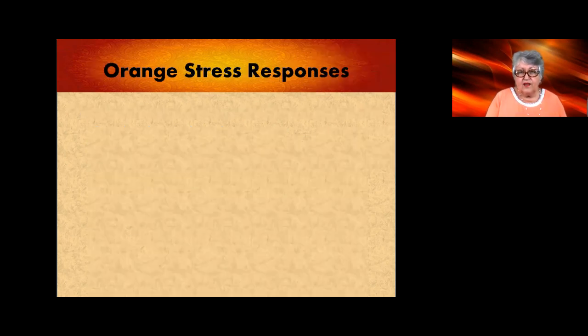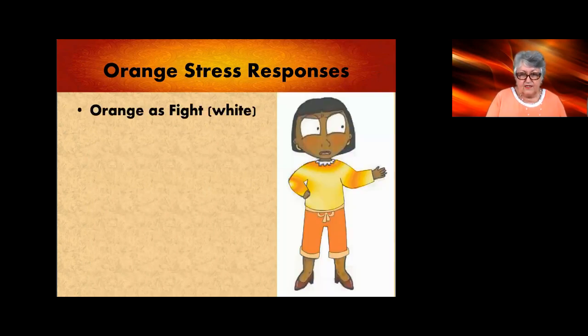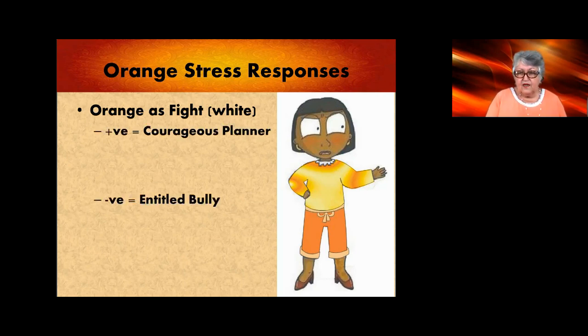Let's now examine the orange stress responses. Orange as fight is a white response. That is, as I've said before, an overt response that enables people to see exactly what that person is doing. And as a positive fighter, we have someone who is a courageous planner. As a negative one, they are an entitled bully.